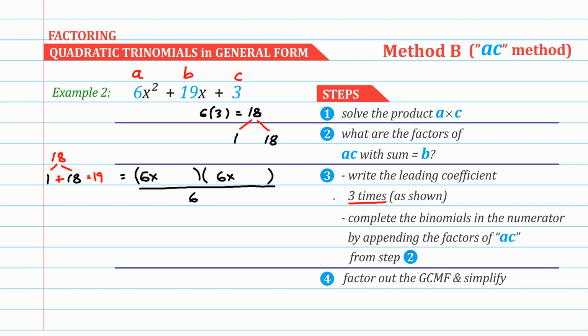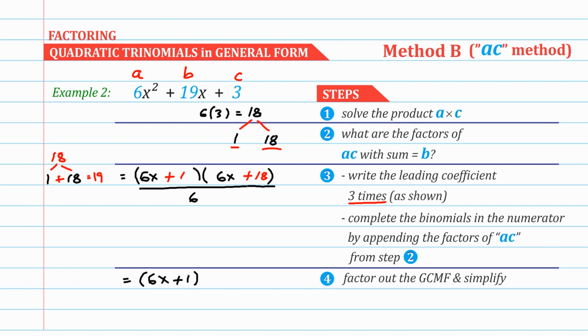Step 3, part 2. Complete the binomials of the numerator by appending the factors of AC from step 2. Ano na nga yung factors ng AC from step 2? They are 1 and 18. Let's try to write 1 and 18 here. Okay, done step 3. Step 4, factor out the GCMF and simplify. So looking at our numerator, maghanap tayo ng may GCMF. First binomial, may GCMF ba? Wala po.